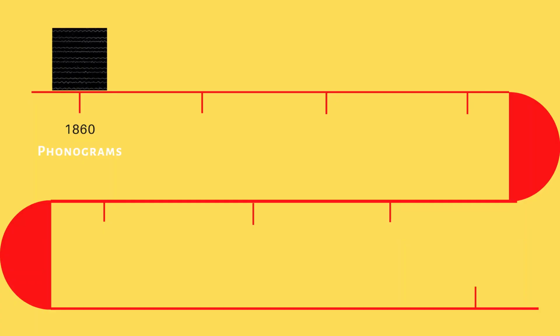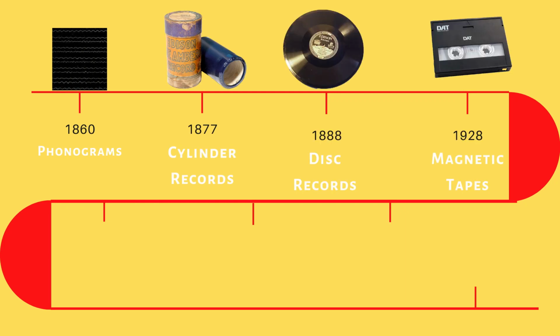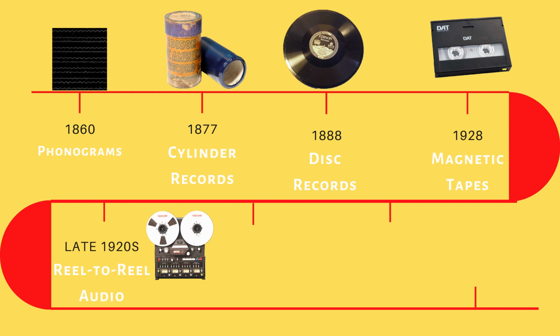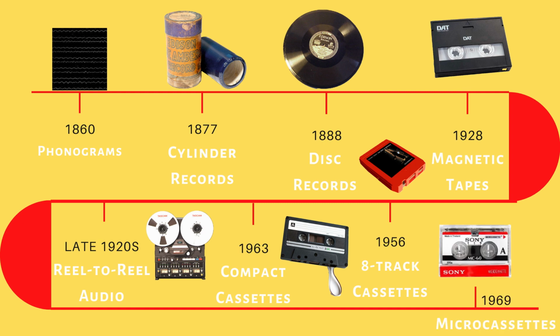Alright, so because this is an audio video production class and not a math and science class, let me show you the different types of analog and digital formats. So, it all started with Edward Leon Scott de Martinville, who invented the phonogram in 1860. Phonograms were followed by cylinder records, then disc records, then magnetic tapes, then reel-to-reel audio, then compact cassettes, then 8-track cassettes, and finally microcassettes in 1969.